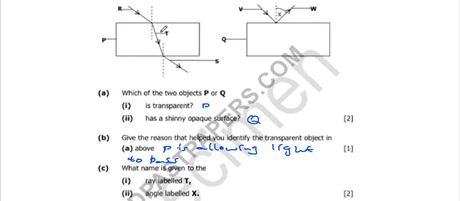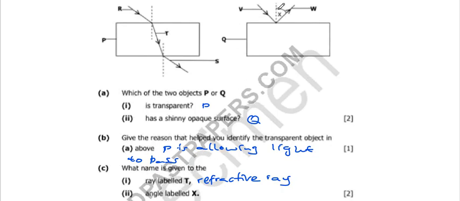What name is given to the ray labeled T? So let's identify T, let's look for T. T is there. So what is happening here is light is coming, it bends, then it goes out. So this bent ray of light is known as the refractive ray. It is being refracted. So this is the refractive ray.